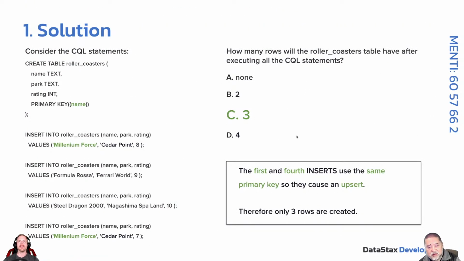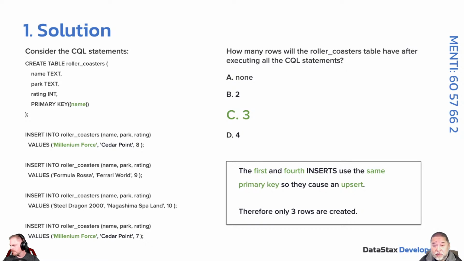So the correct answer here was C, 3. And it looks like the majority got C, but several people had D. And if you're new to Cassandra, that totally makes sense. So we'll explain why. In this question, we're asked to consider the SQL statements.